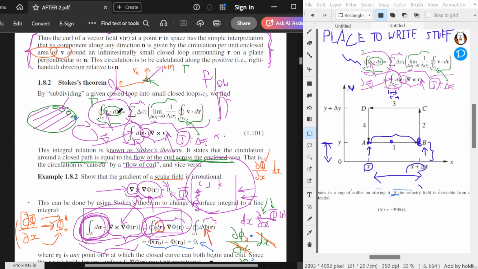Stokes' theorem: you can represent the circulation as an integral over a surface. It says that the circulation around the closed path is equal to the flow of the curl across the enclosed area. Circulation is caused by flow of curl.